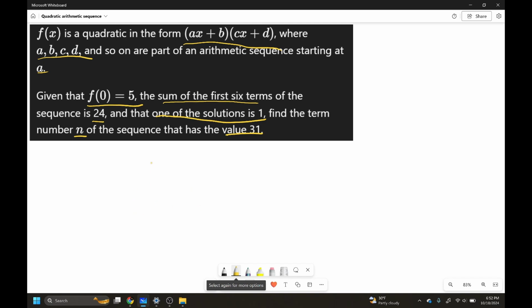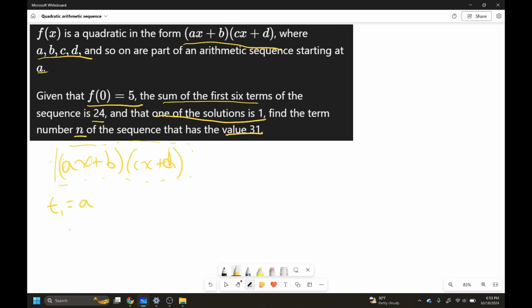Okay, so it's a lot of information, but let's just compile it. We know our function for f of x looks like (ax + b)(cx + d). And then we know that term 1 of our arithmetic sequence is a, term 2 is b, term 3 is c, and so on. Okay, and we know that when we plug in 0 into this equation over here, we get the number 5.